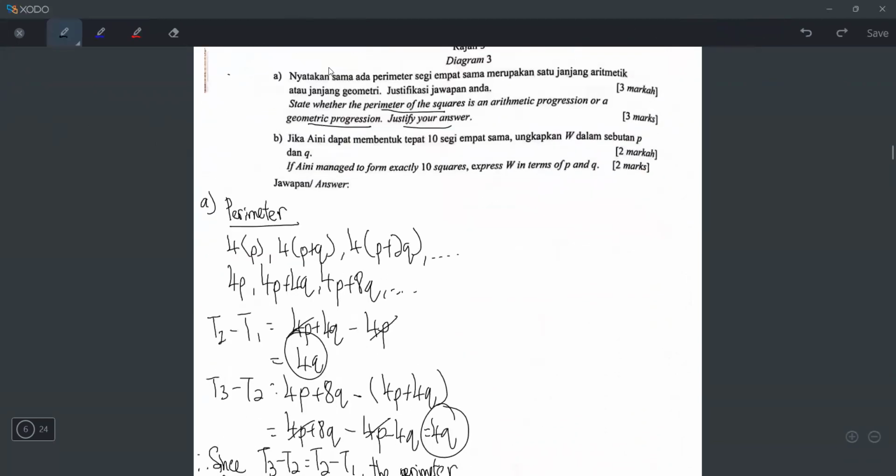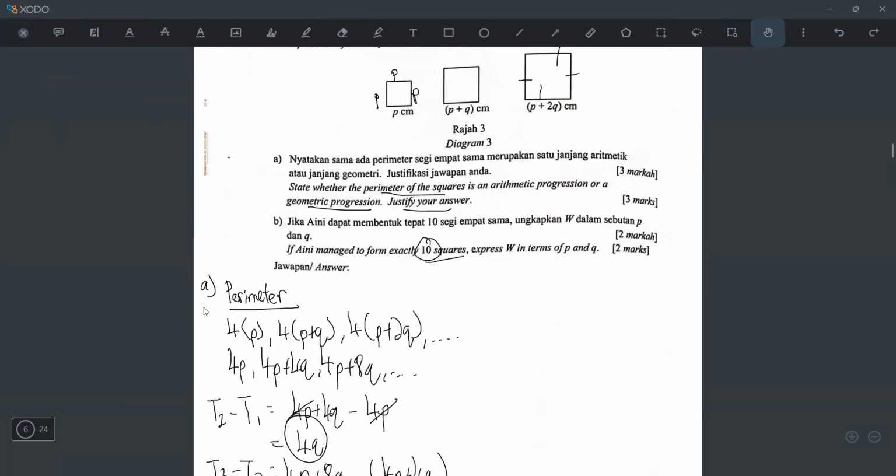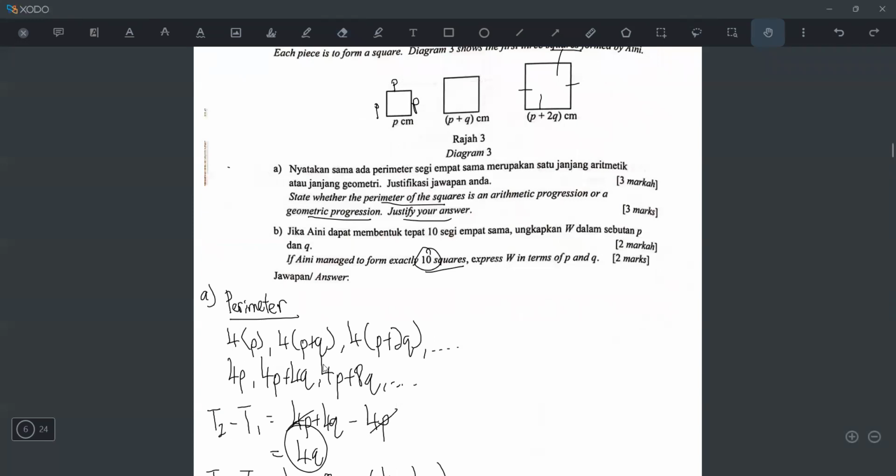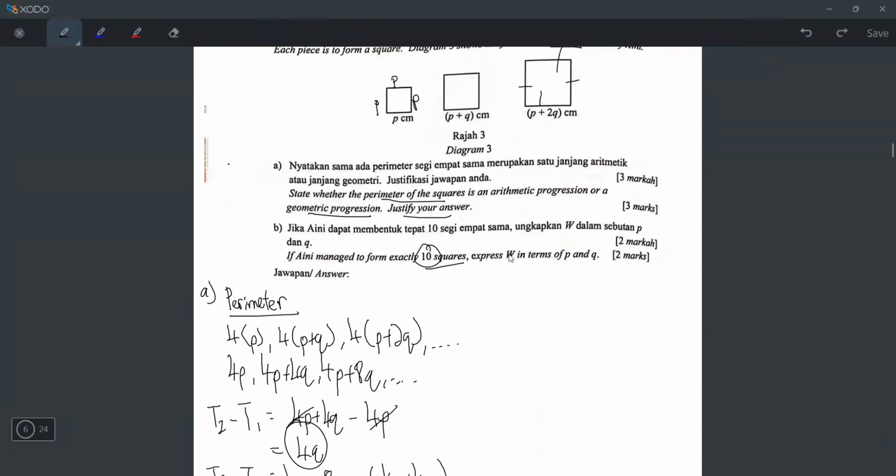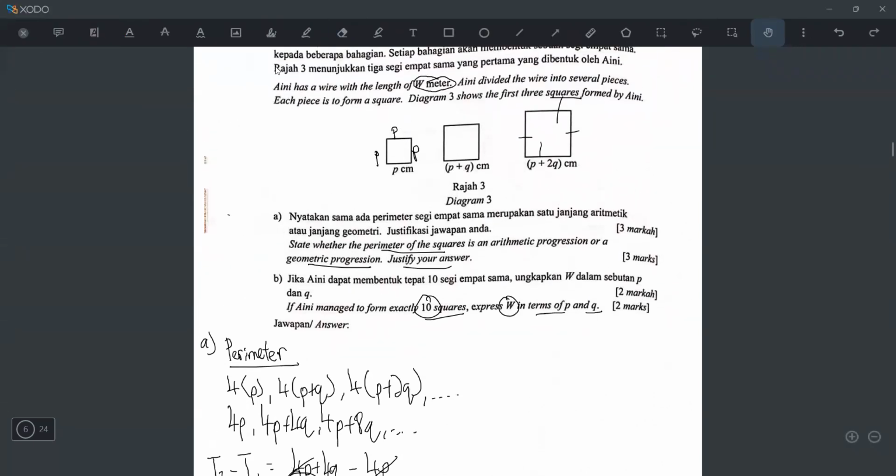B says what? If Aini managed to form exactly 10 squares, it means there will be 10 terms. You keep going, there will be 10 terms. Express W in terms of P and Q. We all know the P and Q comes from the length of the square. But the W is where? You have to scroll up a bit for the W. Remember this? W is the total length of all the wires.